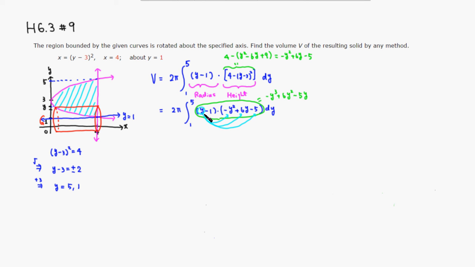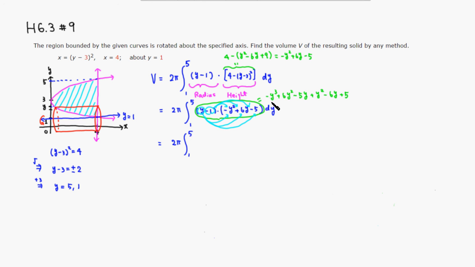Then we distribute the negative sign, negative 1, to all three guys. So you would get plus y squared minus 6y, and then plus 5. So if you clean it up, 2 pi was already there, and the integral is from 1 to 5. Let's clean this up.